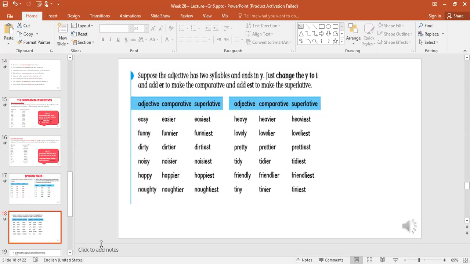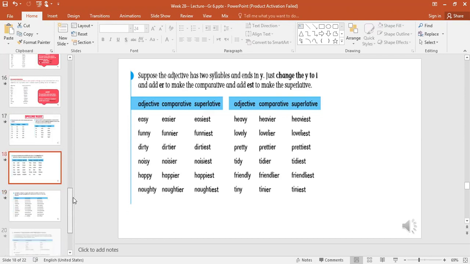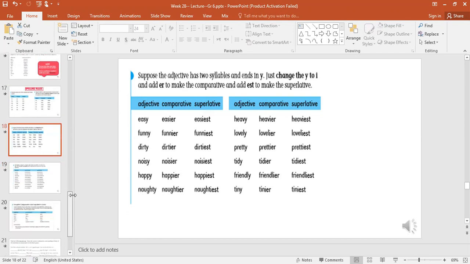Okay, these adjectives that have two syllables and end with Y, in this case, we drop the Y, add I, and then add ER or EST, like easier, funnier, dirtier, tidier, prettier. Look at the examples, and it's clear, you can see the examples, right? Clear till now?